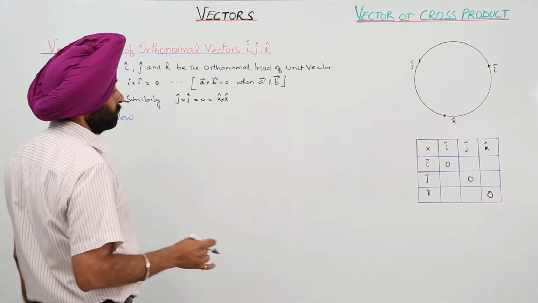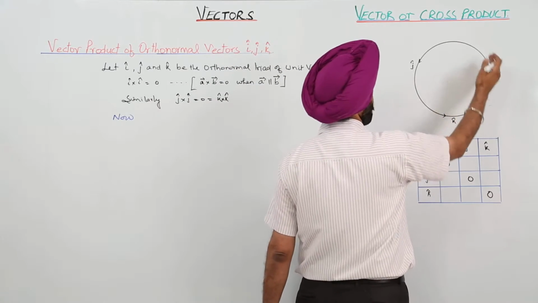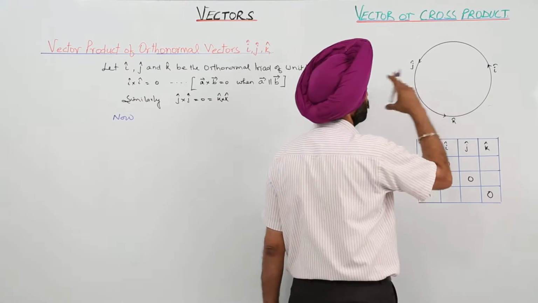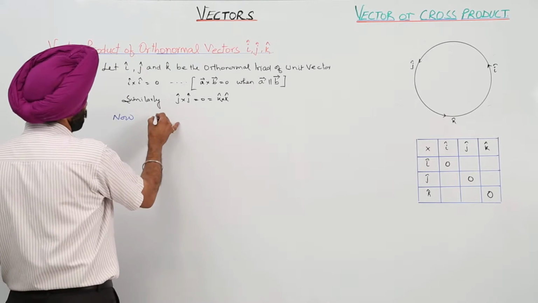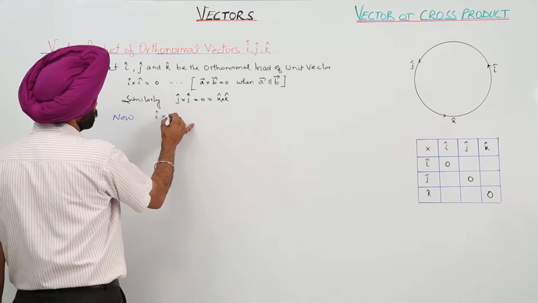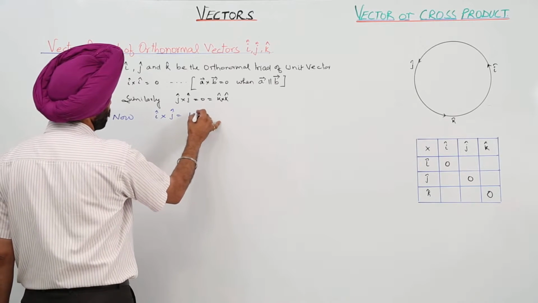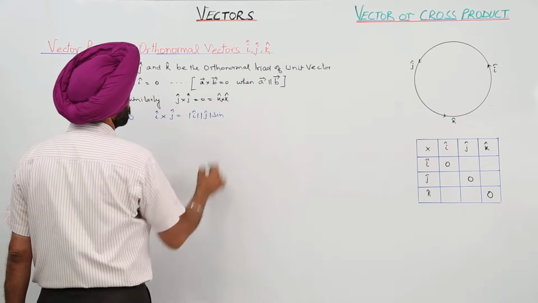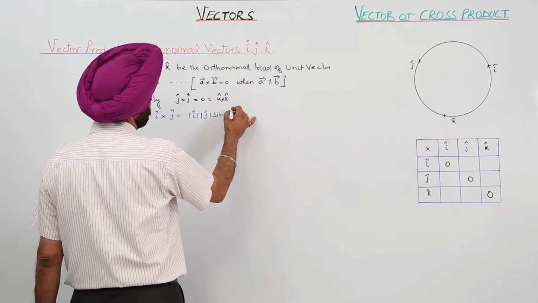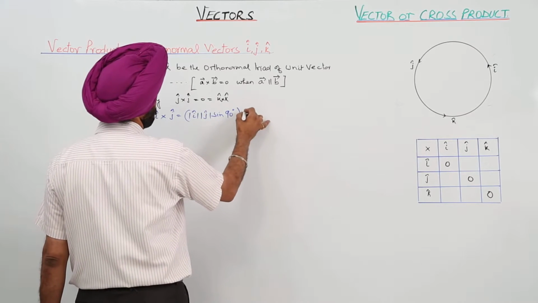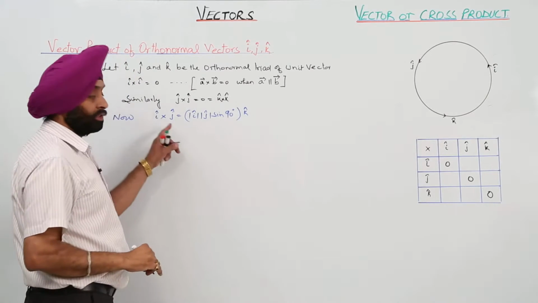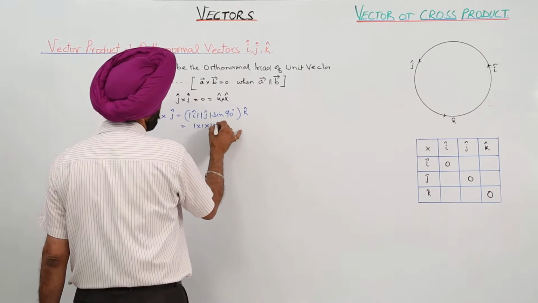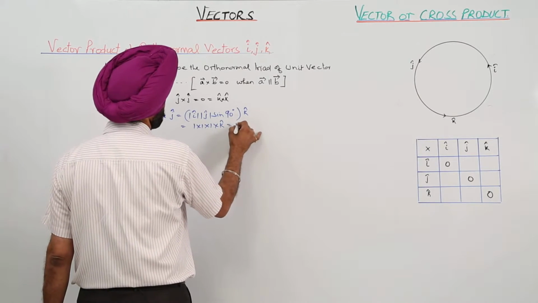Now let us go from this figure, simply with the anti-clockwise direction. Now I am moving anti-clockwise. i cross j is equal to magnitude of i, magnitude of j cap, sine 90 degree with k cap. Now i, j and k. This is equal to 1 times 1 times 1 times k cap, which is k cap.